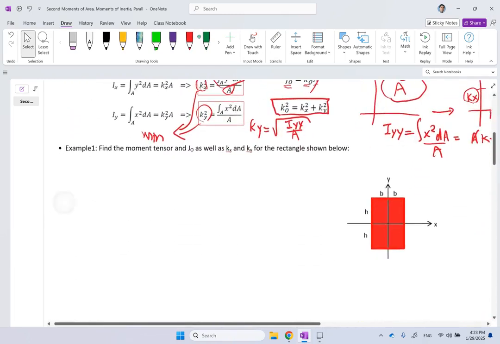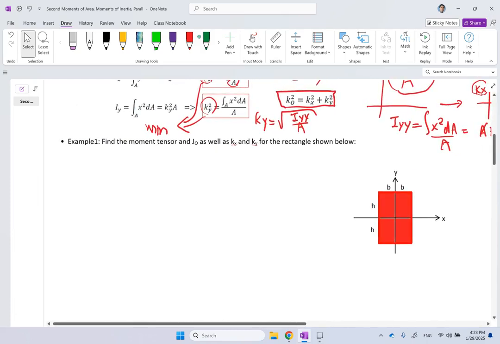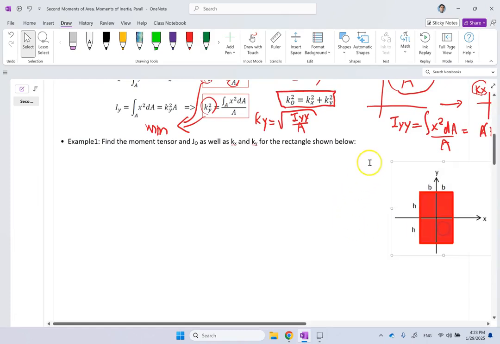But let's move on. To practice what I just said, here is a rectangle with a height of 2h and a width of 2b. And we want to find the formulas for Ixx, Iyy, Ixy, and the polar moment, as well as the radius of gyration. And there is one term here that I mentioned, which I call the moment tensor. So what is this?